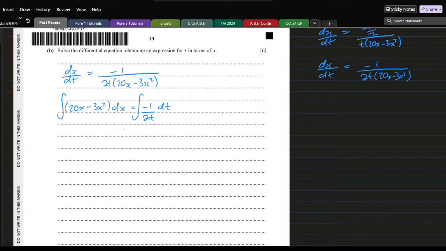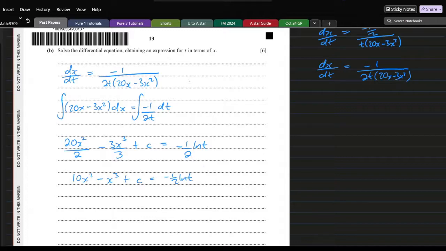So let's integrate on the left. We get add 1 to the power, that becomes a 2, divide by the new power, minus 3x, add 1 to the power, divide by the new power, plus a constant of integration is equal to negative 1 over 2 ln t. Okay, so let's simplify our left hand side. That's 20 over 2, which is 10x squared, minus 3 over 3, that cancels out, so x cubed plus c is equal to negative 1 over 2 ln t.